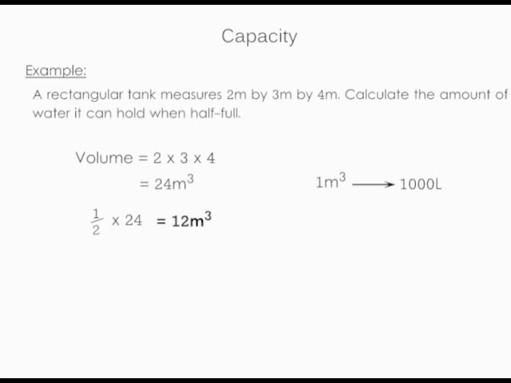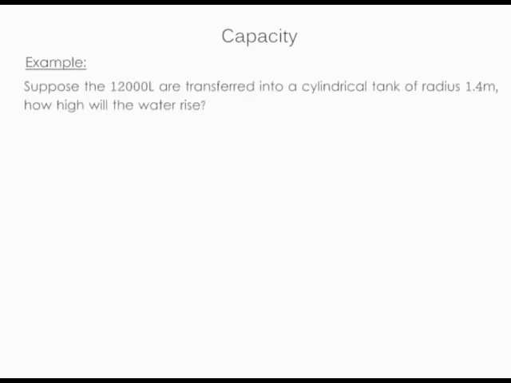1 cubic meter is equivalent to 1,000 liters. How about 12 cubic meters? We have 12 cubic meters times 1,000 liters over 1 cubic meter. The cubic meters cancel out and we remain with 12,000 liters. Suppose now the water is transferred to a cylindrical tank with a radius of 1.4 meters. How high will the water rise?